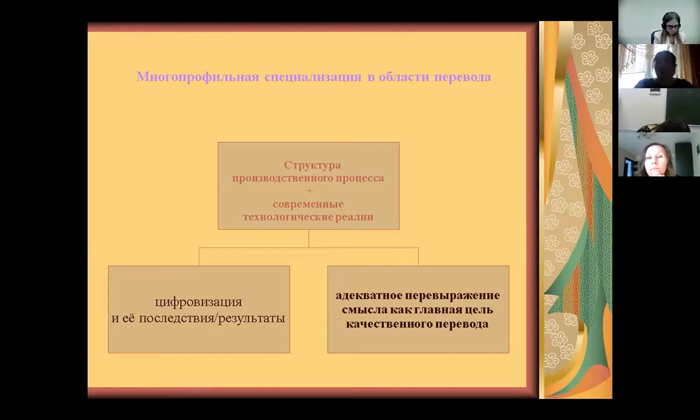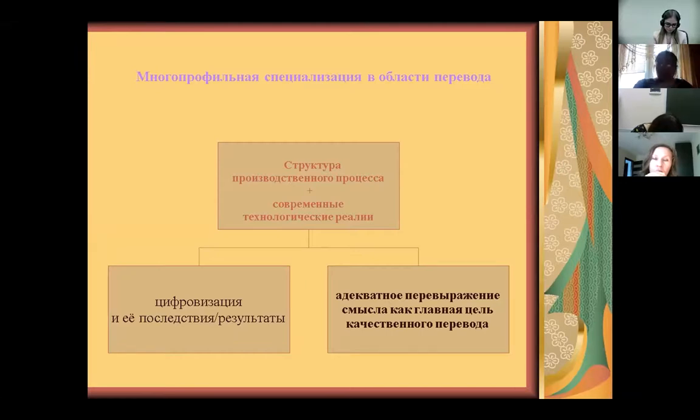And having accepted multidisciplinary character of translation, we can say that we have two major issues which are important for our students and which are not very thoroughly researched. These aspects are the modern, the contemporary technological reality and the structure of working process.